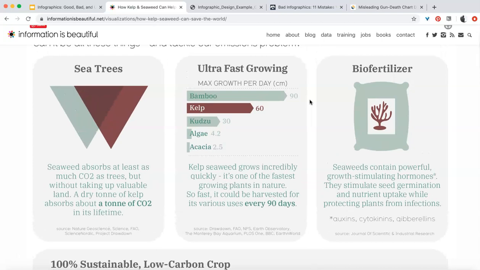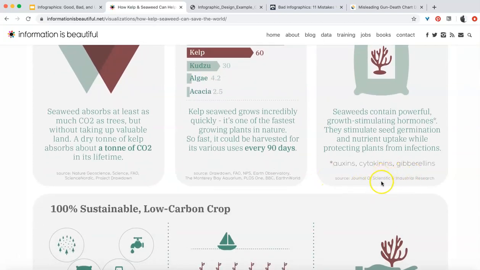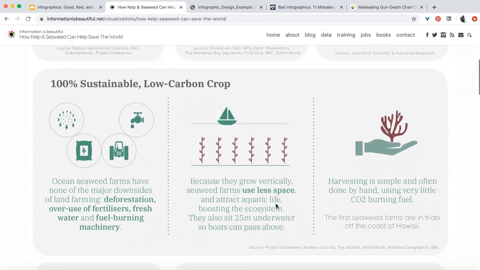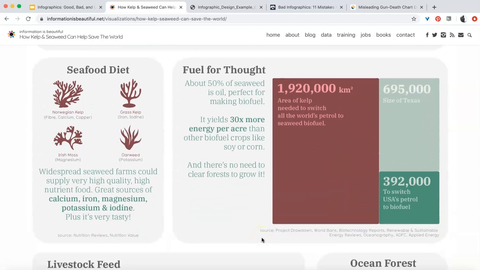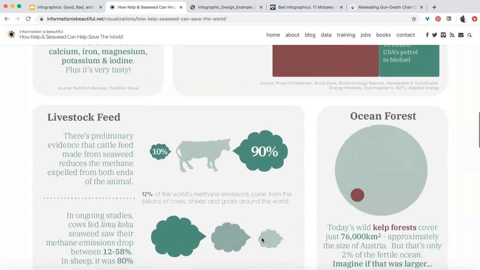See how it uses comparisons, an attractive color scheme, valid sources of information cited right in it. Very, very simple, very easy to understand. This is an excellent example of an infographic.